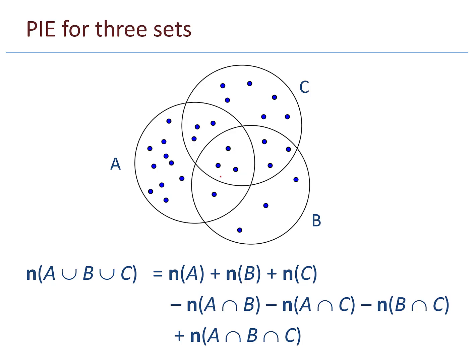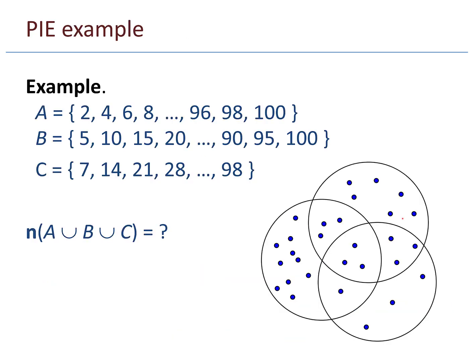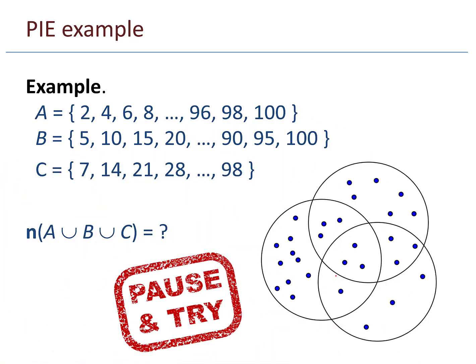All right, let's see how that works in an example. A, like before, is the set of all multiples of 2 up to 100. B is the set of all multiples of 5 up to 100. And now C is the set of all multiples of 7 up to 100. How many numbers are in A union B union C? Go ahead and pause the video, see if you can work this out. Start up again when you are ready to check your work.